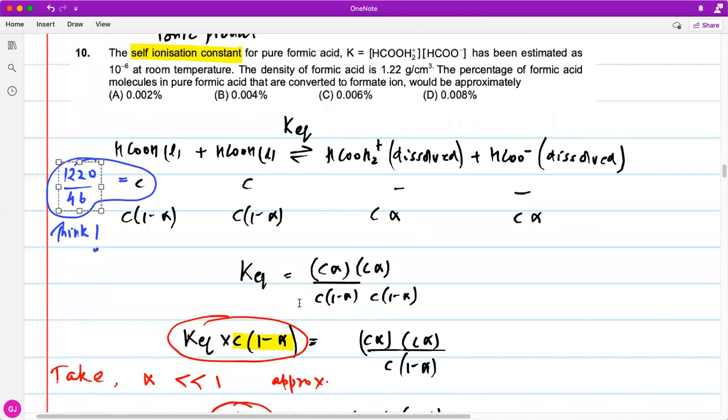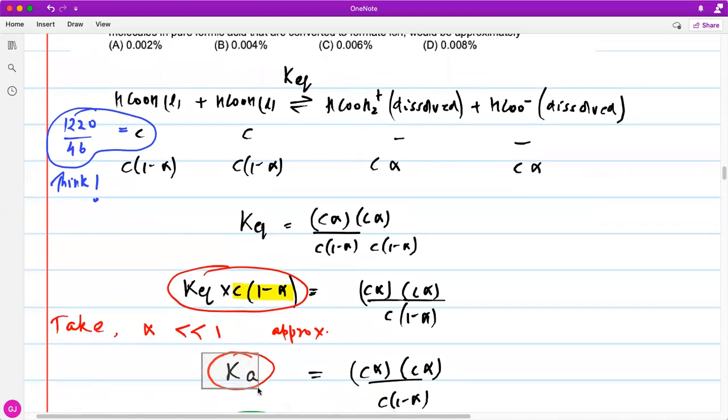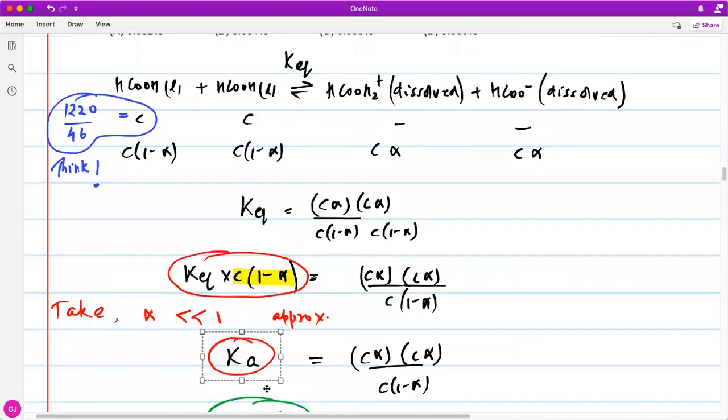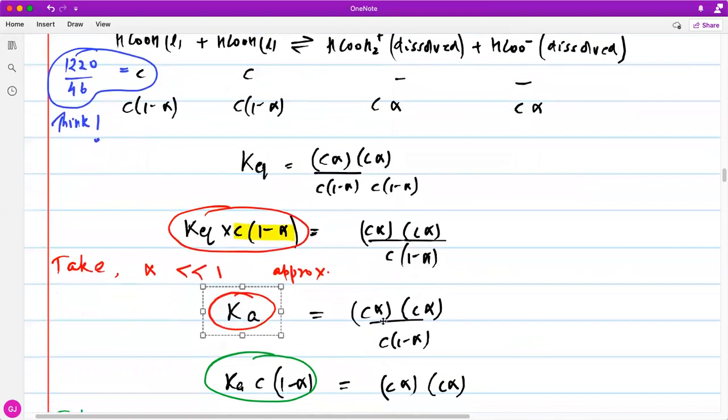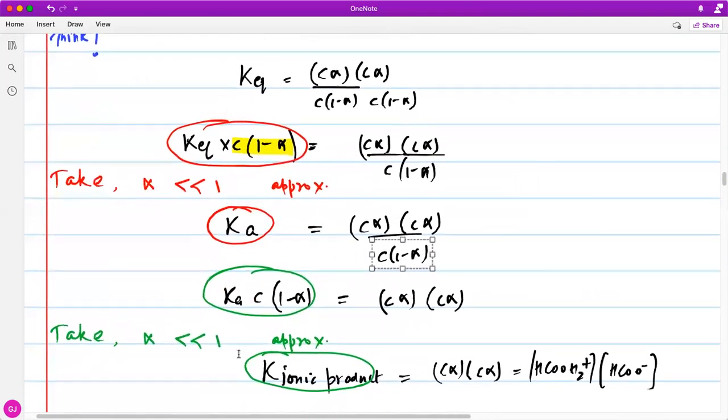Now, we remember simplifying this, how we did in case of self-ionization of water, so we follow the same steps. This C(1 minus alpha) can be taken to the left hand side and merged with K equilibrium, and that is what we call Ka, the acid dissociation constant of formic acid. Then another C from the denominator can be taken on the left hand side and merged with K, given that alpha is much less than 1.